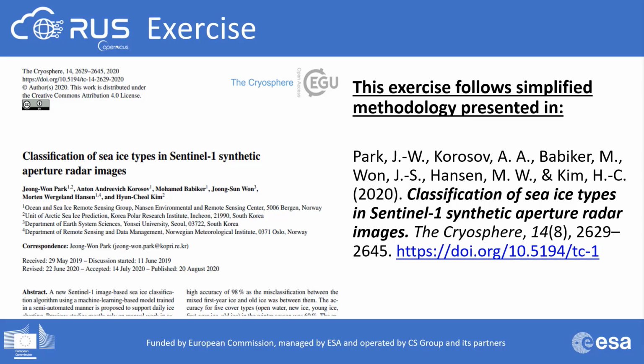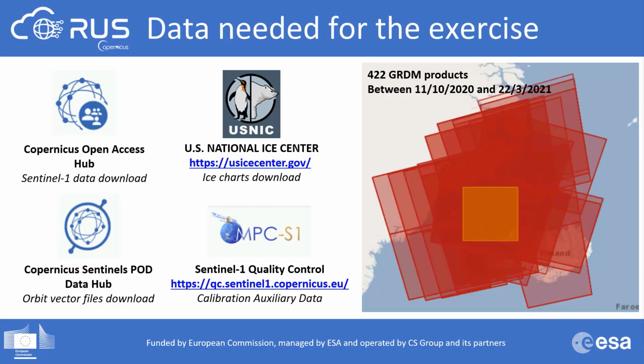We cannot replicate the scale of the study, of course, in our little exercise today, and we will only use 28 images for the training, and we will apply the methodology over a small area. For this reason, please don't expect our results today to be quite as good as the ones reported in this study. Now, for this exercise, we need a number of different data sources. I have already mentioned Sentinel-1 data, which you can download from the Copernicus Open Access Hub. But apart from that, of course, we will need ice charts, which can be downloaded from the US National Ice Center, and I will show you in the virtual machine a bit later.